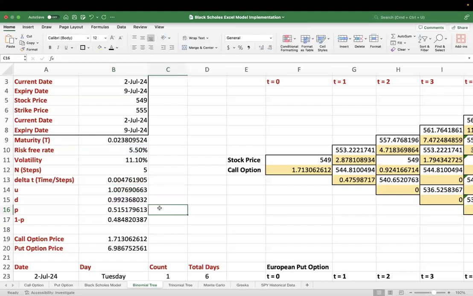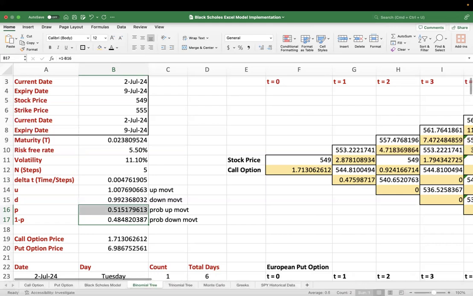So u is our upward movement, d is our downward movement, p is the probability of upward movement, and the other is the probability of downward movement. If you all remember, I told you that when you add the probabilities of upward movement and downward movement, it should come to 1. If you see at the bottom of this Excel, the sum is 1, which means that at least from the calculation perspective, we have done it correctly.